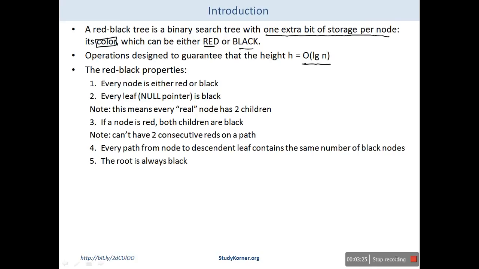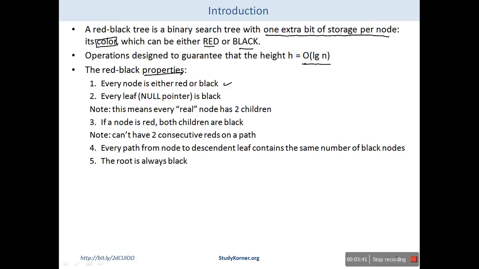Okay, now the red black tree follows some properties, which are as follows. First, every node is either red or black, as we have discussed earlier. It introduces the concept of recoloring. Every leaf is a null pointer.